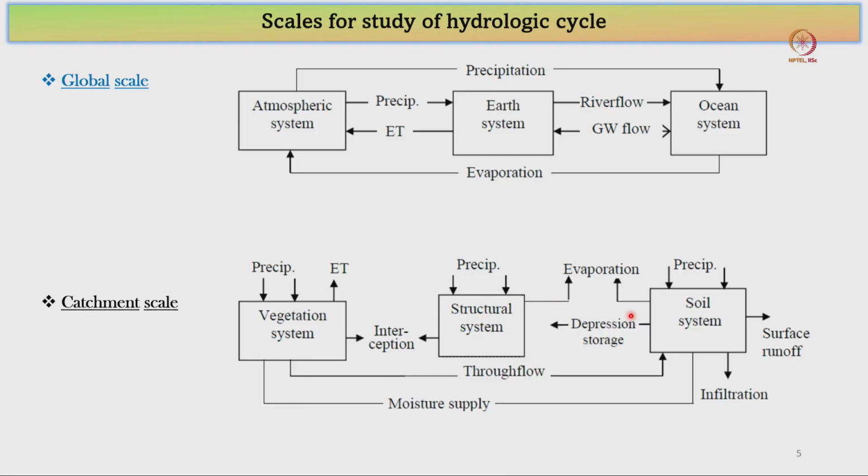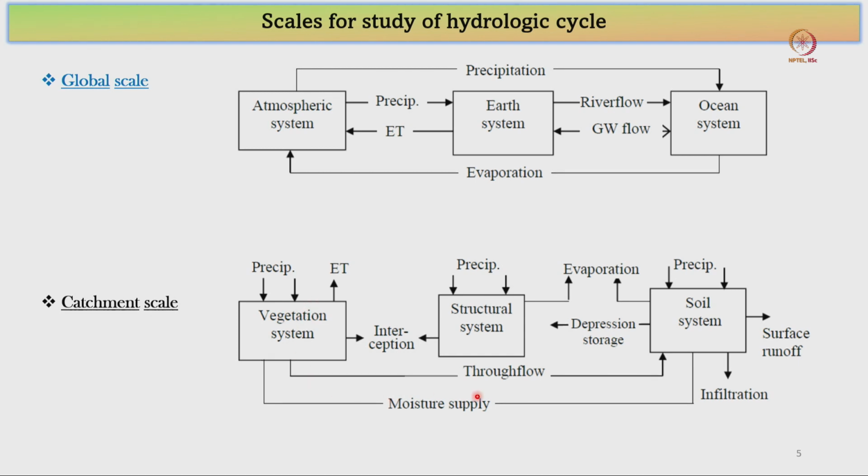Now, precipitation is again happening, and it is getting into the soil. Infiltration is happening and there is some storage happening structurally, so there is some depression storage, and it comes back into the structural system. Or it can go to surface runoff and go into the lakes, into the rivers and then into the oceans. It gets infiltrated, and with the soil moisture, the moisture supply comes back to the vegetation system.